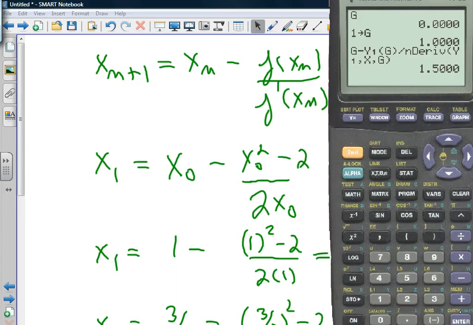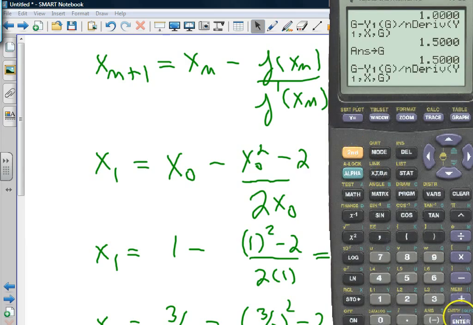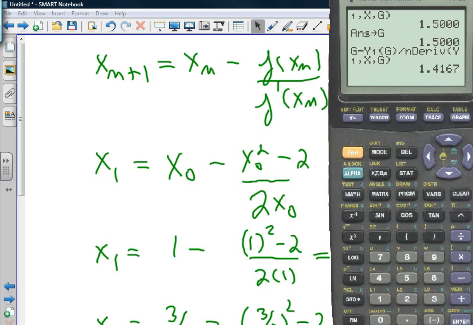And remember, wasn't that my next guess when I did it by hand? I got 3 halves, right? Now the next guess was 17/12ths, 1.416, right? Let's see if we get that. Let's make that our next guess. Store that answer, 1.5, as alpha g, and then second enter until you get that line, and evaluate it with that g, 1.5. And you're getting the 1.416 thing.